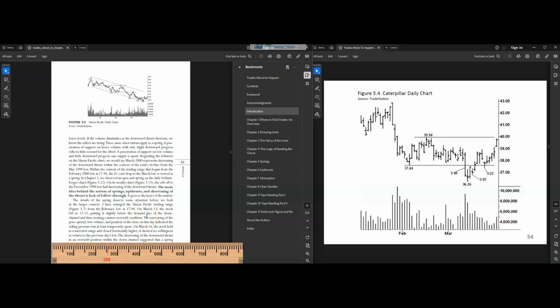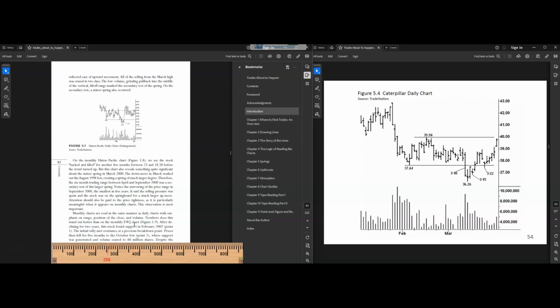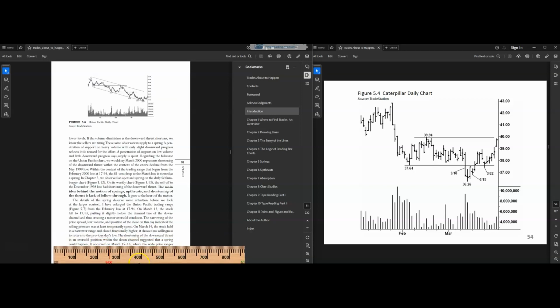And look at what he's looking at here. The narrowing of the price spread, which is the range, low volume, and position of the close indicated the selling pressure was spent. And here's another thing: the shortening of the downward thrust in an oversold position. Oversold position, he means it's touching the bottom of the channel. Overbought and oversold are nothing more than the trend channel lines. Overbought is the top and oversold is the bottom trend channel line.